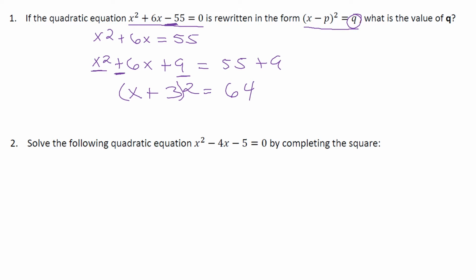And we notice that we have it in the form that we want. And we're asked to find q. And in this case, q would be 64. So what is q? q equals 64.